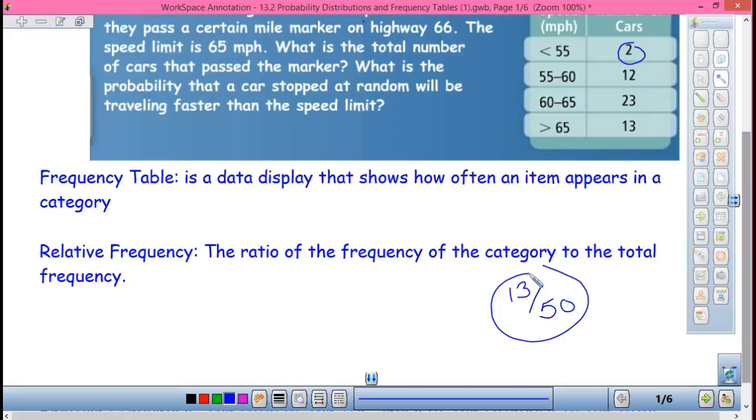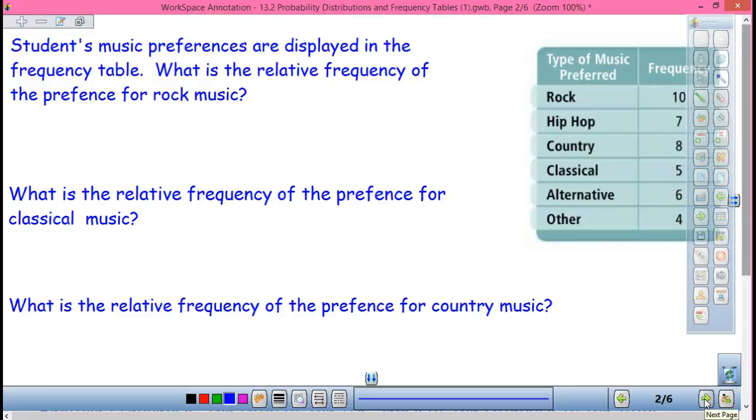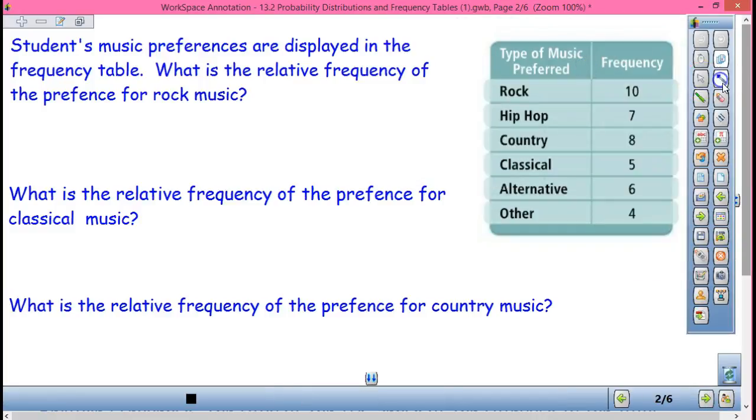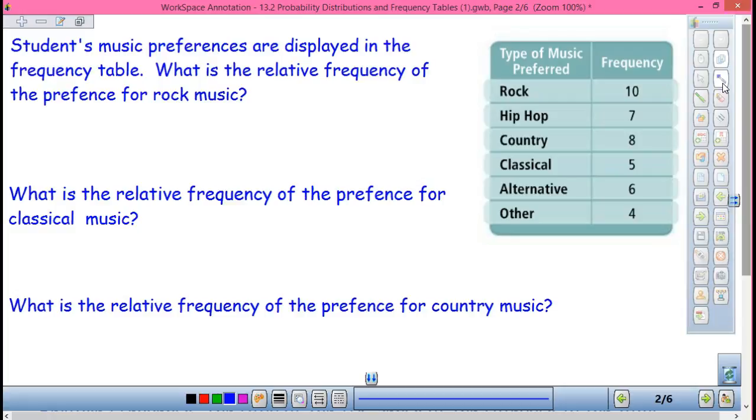Not very hard? No. Okay, so music preferences. We've got rock, hip hop, all kinds of stuff over here. Relative frequency for preference of rock music: 10 out of 40, which reduces to 1/4. You do have to reduce them just like we do in probability.